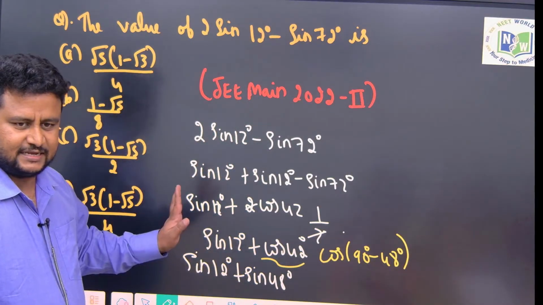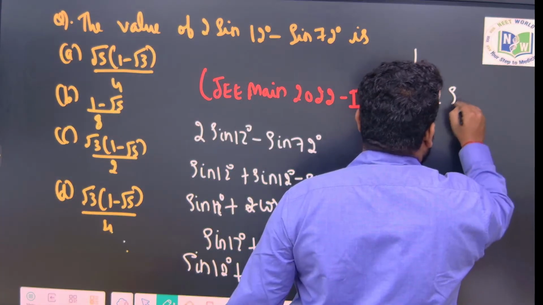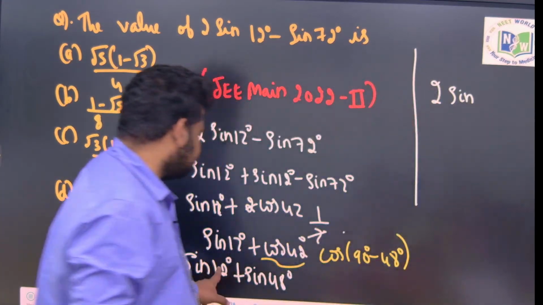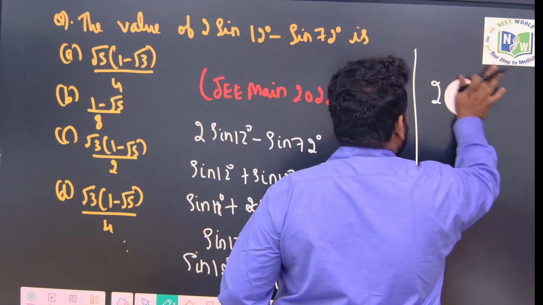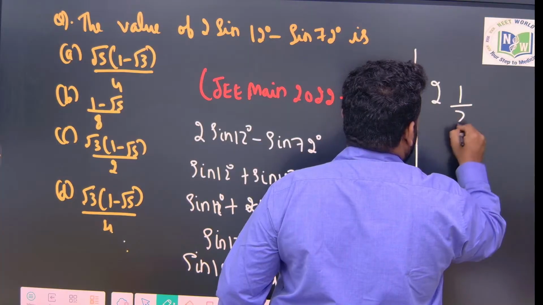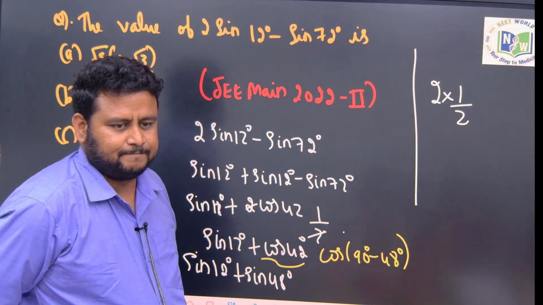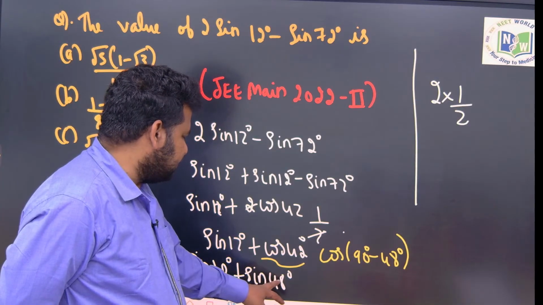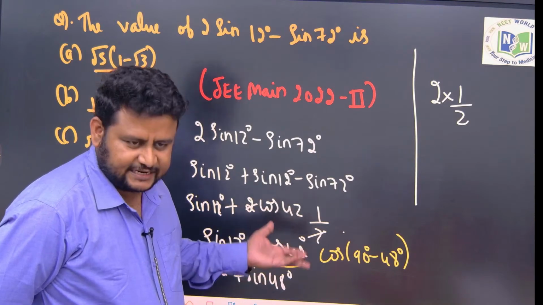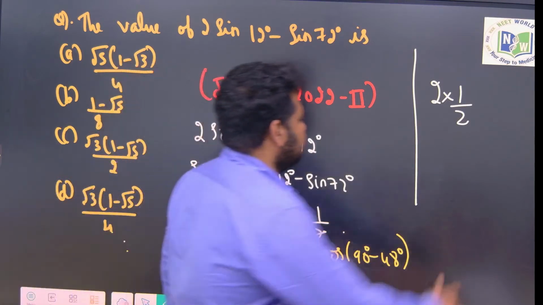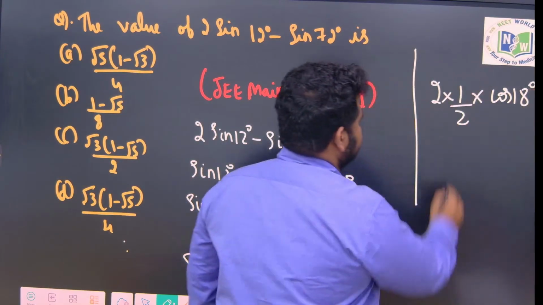What is this of which form? Sin C plus sin D. Now sin C plus sin D is 2 sin C plus D by 2, into cos C minus D by 2. 48 plus 12 is 60, 60 by 2 is 30. Sin 30 I will write as 1 by 2. 48 minus 12 is 36, 36 by 2 is 18. So that is into cos 18 degree. 2 cancels.